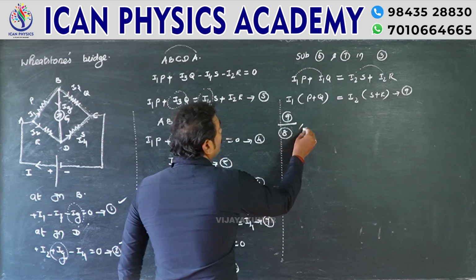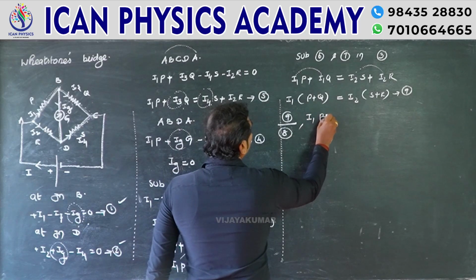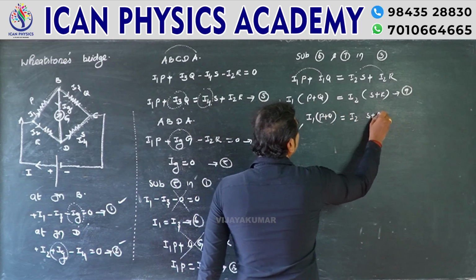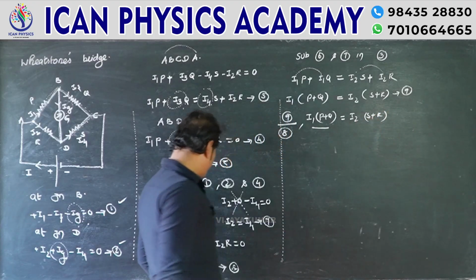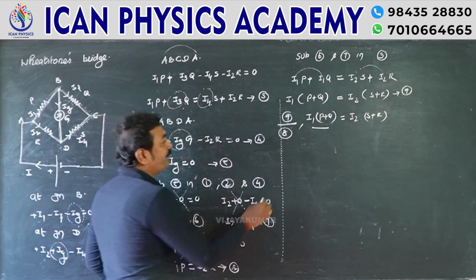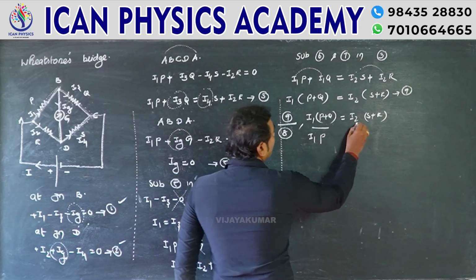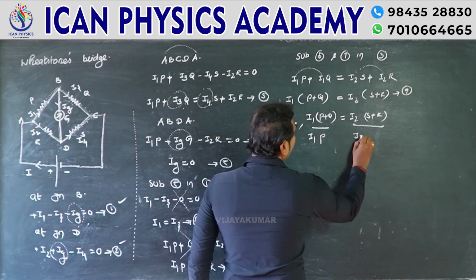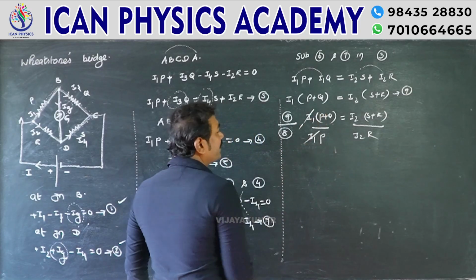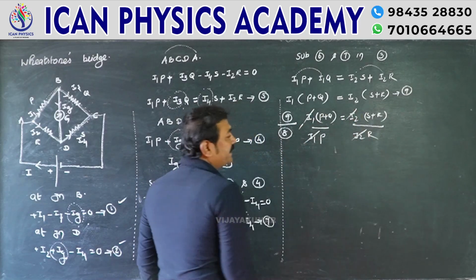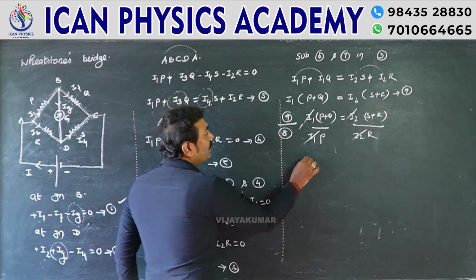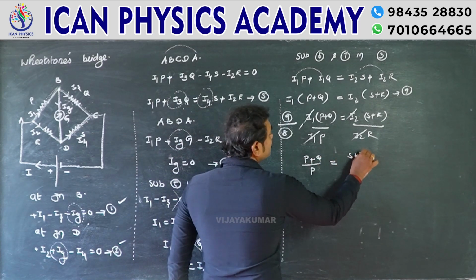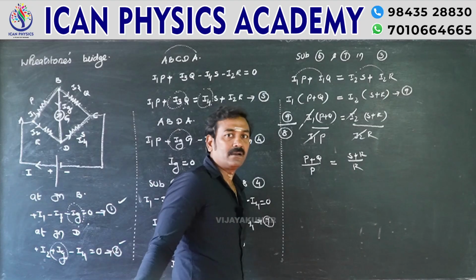Okay. So what happens? I1 into P plus Q equals I2 into S plus R. Now it's divided by I1P on one side and I2R on the other. So I1 gets cancelled, I2 gets cancelled. So what is the remaining? P plus Q by P equals S plus R by R.